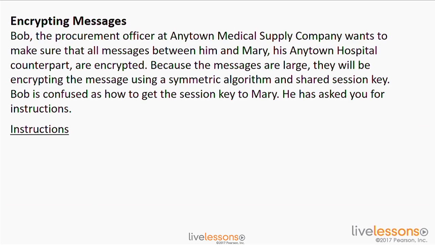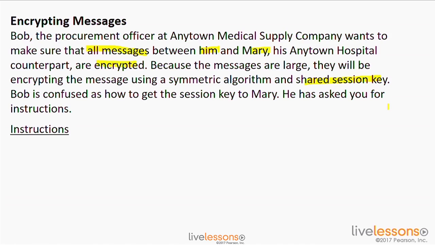So let's look at a case study for encrypting messages. Bob is our procurement officer at Anytime Medical Supply, and he wants to make sure that all the messages between him and Mary, his Anytime Hospital counterpart, are encrypted. Because the messages are large, they're going to be encrypting the messages using a symmetric algorithm and a shared session key. But Bob's really confused as to how to get the session key to Mary, and he's asked you for instructions. Well, I suppose one option would be that he goes and sees Mary and she actually shares the session key.